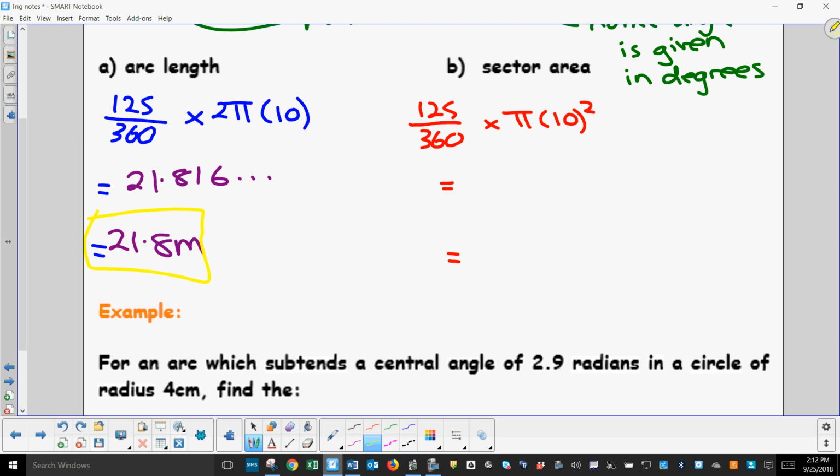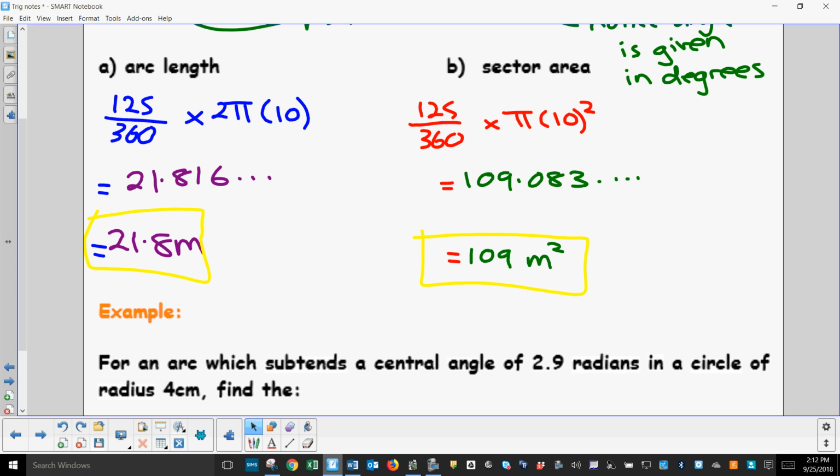Sarah, what would be next for this thing? 109.08307, which is 109 M squared. Yeah, that's right, good, because it's an area. So that's a nice traditional question. It's good to still show you traditional questions.